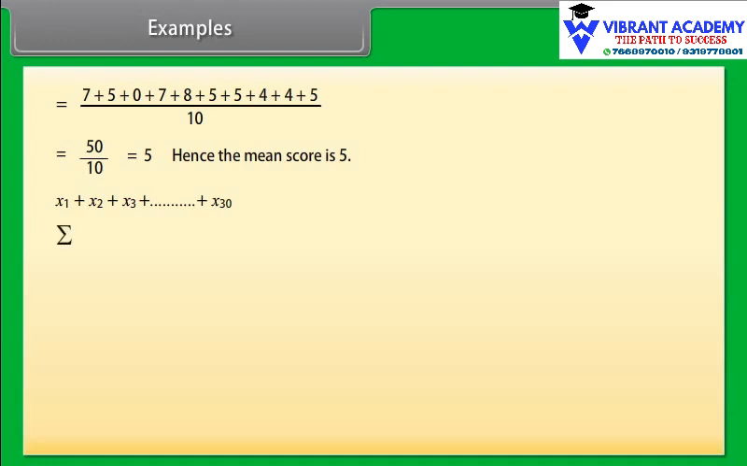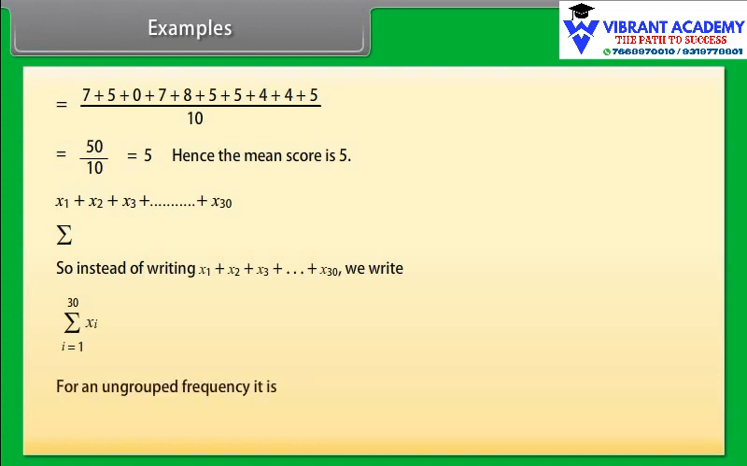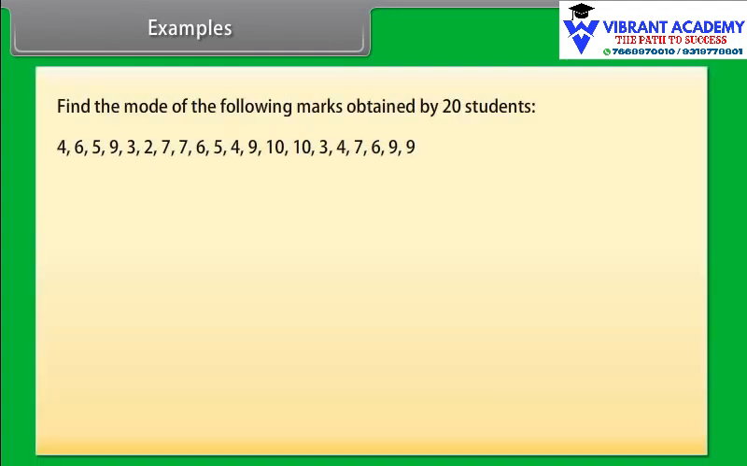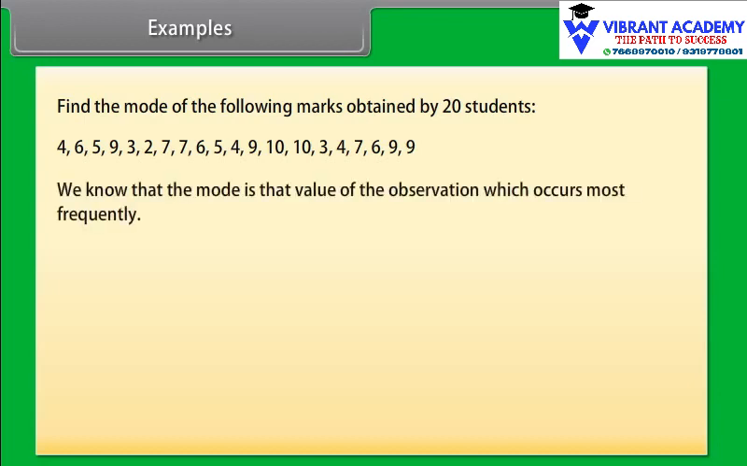If the observations are large, for example, up to x30, then it would take a lot of time to calculate the mean. To solve such problems, we use the Greek symbol sigma for summation. So instead of writing x1 plus x2 plus x3 and so on till x30, we write it in this way, which is read as the sum of xi as i varies from 1 to 30.